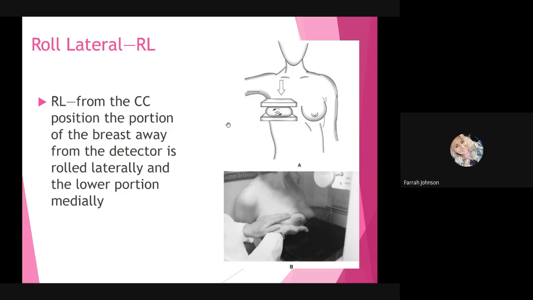Okay, so whenever you hear these terminologies for rolls, whatever roll projection it is, for example, roll lateral, it's always referring to the upper or superior aspect of the breast. That is the direction it moves. And then you know that the opposite side of the breast has to move in the opposite direction. Okay, so rolled lateral: upper side moves lateral, lower side moves medial.